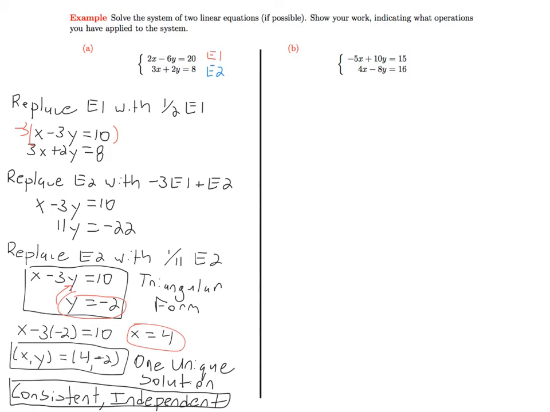So with systems of equations, you may recall it's possible that there is no solution. It's possible that we have more than one solution. In this case, we have one solution, so we call it a consistent independent system.